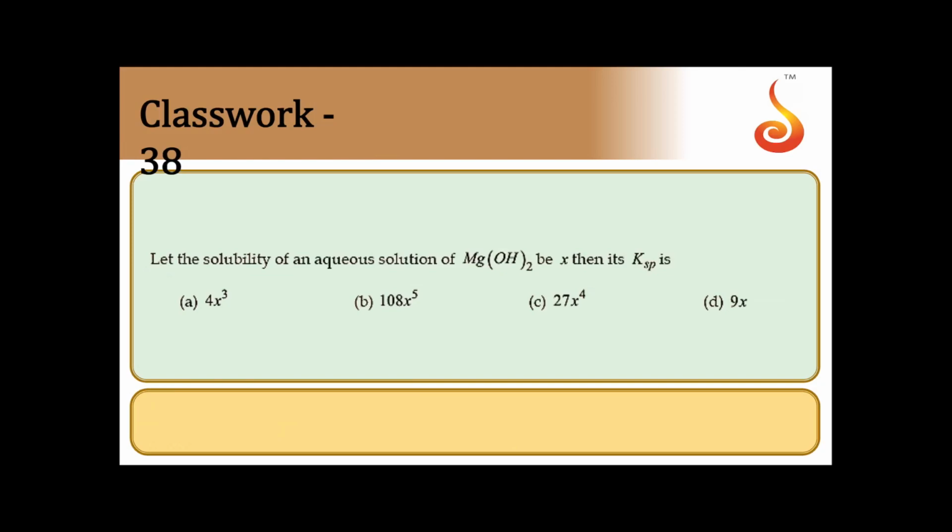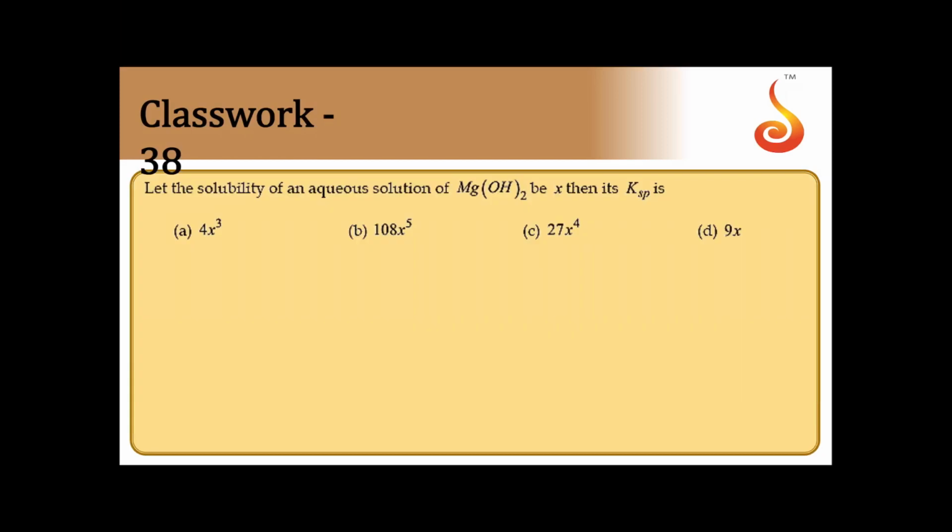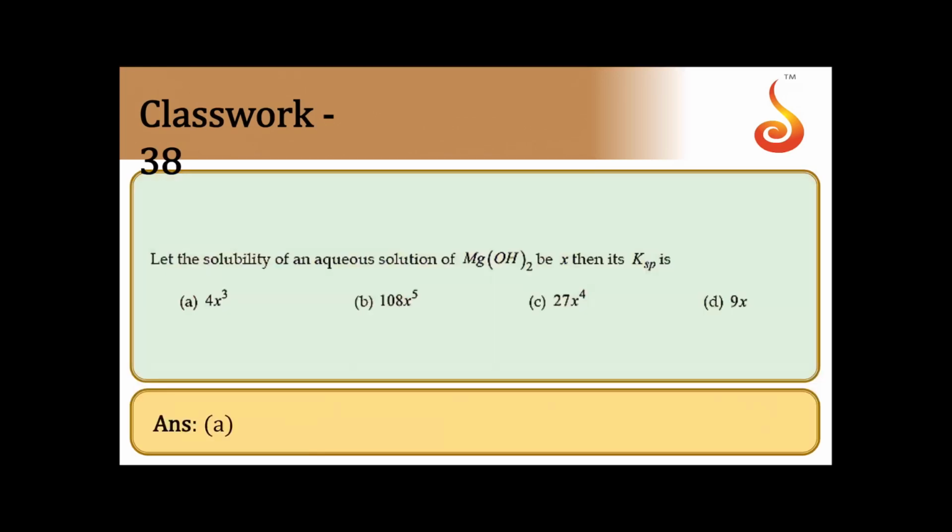38th one. Let the solubility of an aqueous solution of magnesium hydroxide be X. What is the KSP? The salt is of MX2 type. For this salt of MX2 type, the KSP of magnesium hydroxide will be equal to 4x cube. For this type of salt, 4x cube is the answer. Direct formula only. So the option is A. A is the answer for this. 38th one, answer A.